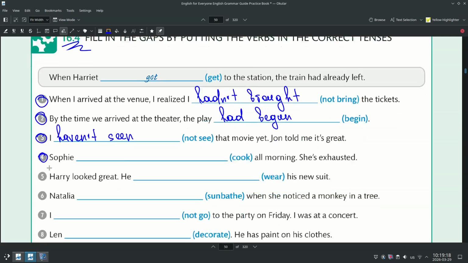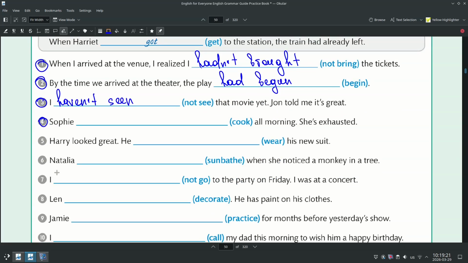Number 4. Sophie cook all morning. She's exhausted. So Sophie has been cooking all morning. So she's exhausted. Right now, that's why we use the present perfect continuous. Number 5. Harry looked great. He was wearing his new suit.